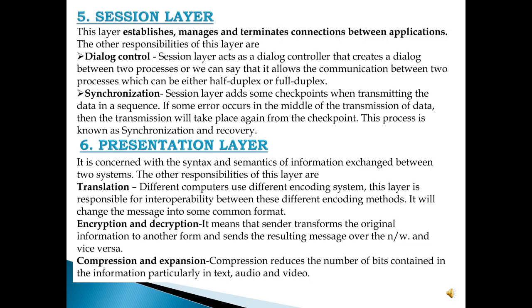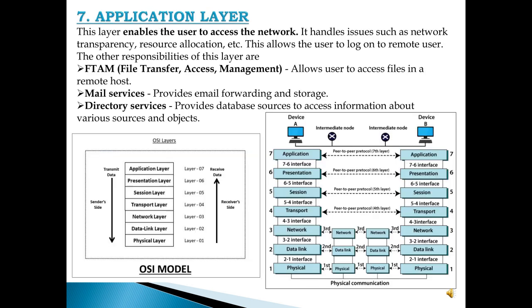Last one in presentation layer is compression and expansion. Compression reduces the number of bits contained in the information, particularly in text, audio, and video. The last layer is application layer. So, this layer enables the user to access the network. It handles issues such as network transparency, resource allocation, etc.